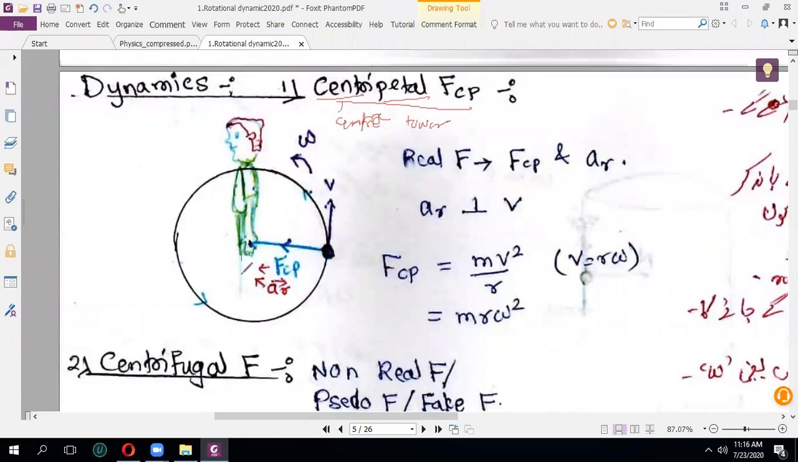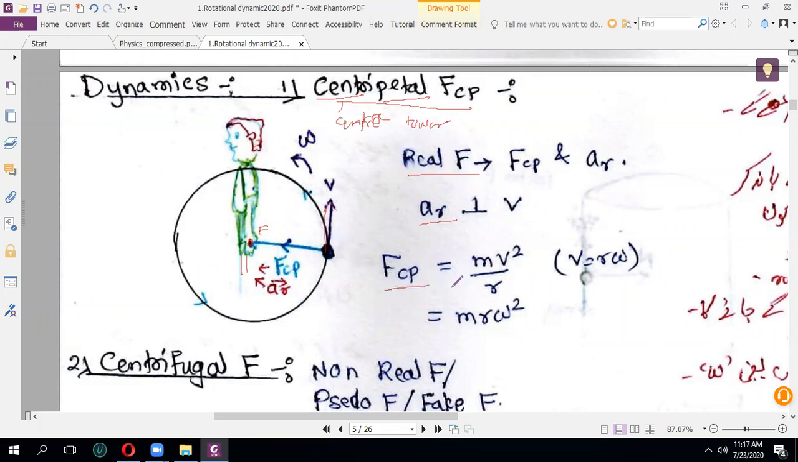Suppose a person is standing with a thread, they tie a stone and start moving that stone in a circular motion. What will happen? The stone wants to go out of the motion, but because of the hand there is some force pulling that stone, and it performs the circular motion. So the hand is providing a center-directed force. This force is called centripetal force. Centripetal force is a real force, and the acceleration is always perpendicular to the velocity in this force.